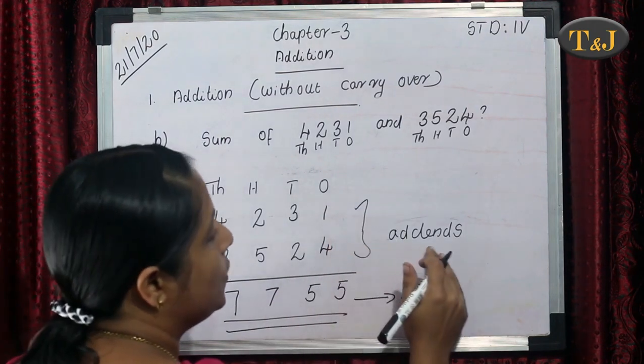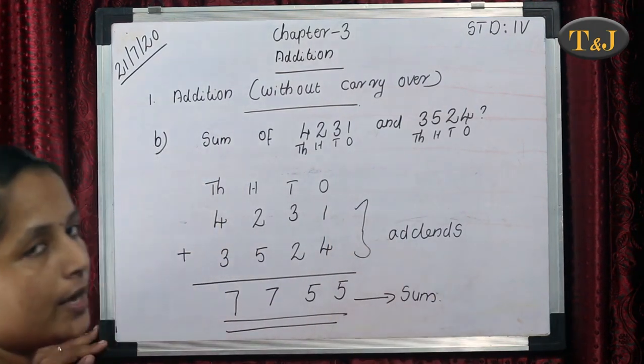Adding the two numbers is known as addends and its result is known as sum.